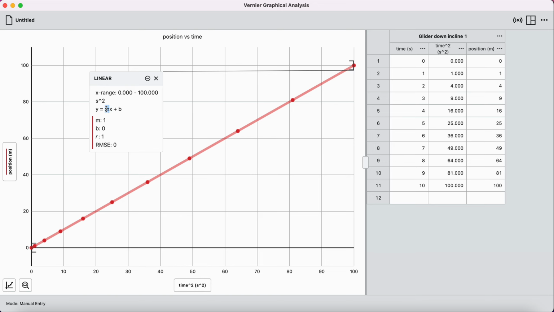When I do m, it should be whatever value you get for m here, and then it should have its appropriate units. The units for the slope are always y-axis units, which are meters here, divided by x-axis units, which are seconds squared. So your slope units should be meters per second squared. If I were using this data, I would replace the letter m with 1 meter per second squared.